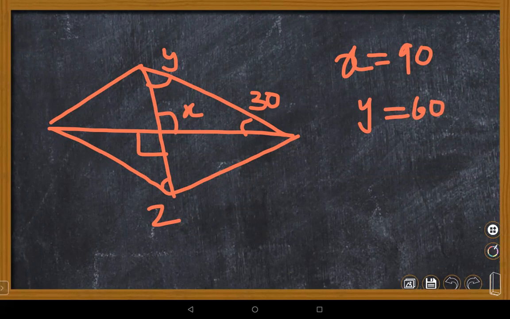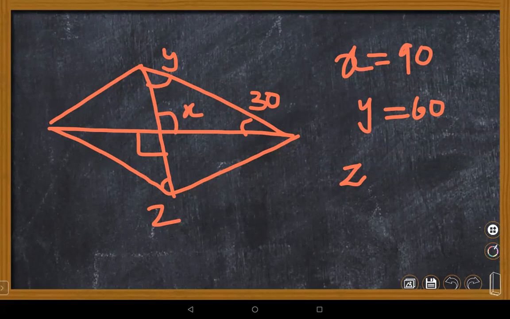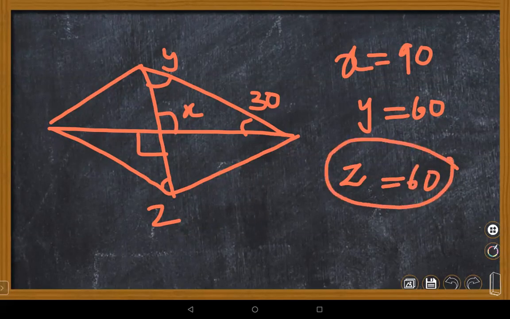Ma'am, z is also 60. I want the reason. Alternate angles. Which and which are alternate angles there? Ma'am, y and z. Very good. Y and z are alternate angles, so you can go with z is also 60. I didn't understand why, how is y equal to 60, ma'am?